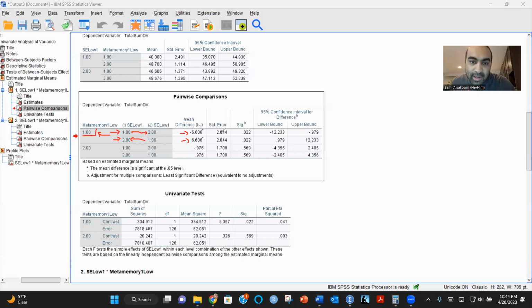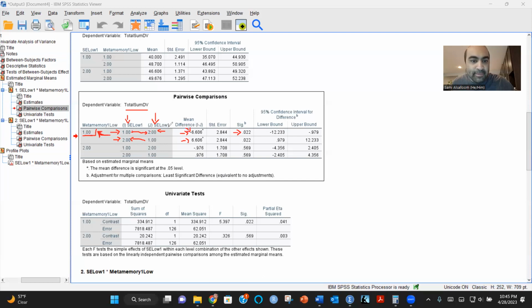And it's showing that it's a statistically significant difference. So people with high self-esteem score significantly higher than people with low self-esteem if they have low meta memory. Low self-esteem has a small total sum score, and high self-esteem has a high score. So a low number minus a high number makes a negative number.